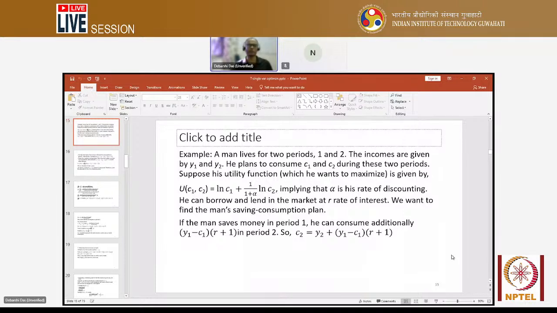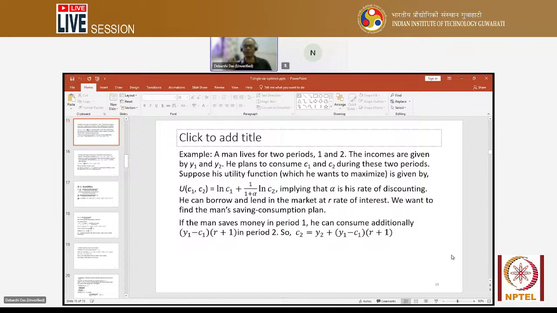This is the question. The assignment is just taking this question and asking something from this question. Okay, so a man lives for 2 periods, period 1 and 2. The incomes are Y1 and Y2. He plans to consume C1 and C2 during these 2 periods. His utility function is given by this: U of C1, C2 is equal to log of C1 plus 1 divided by 1 plus alpha log of C2.